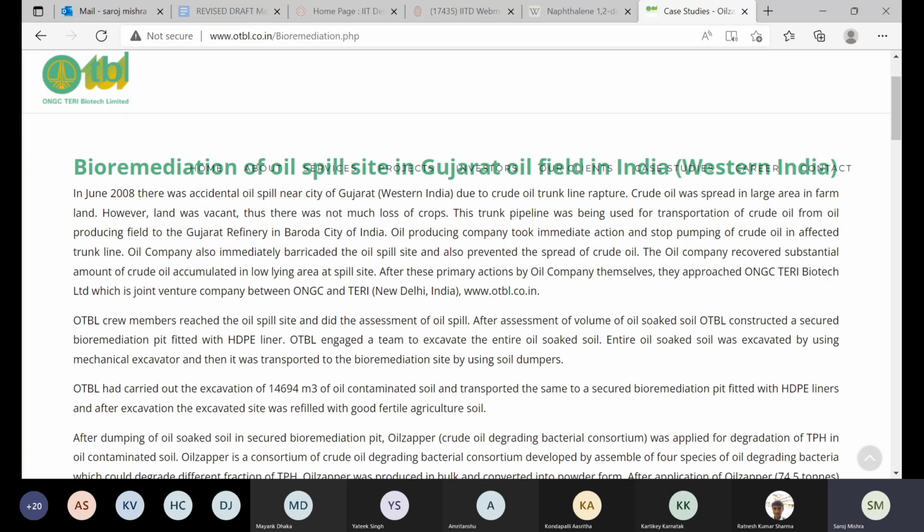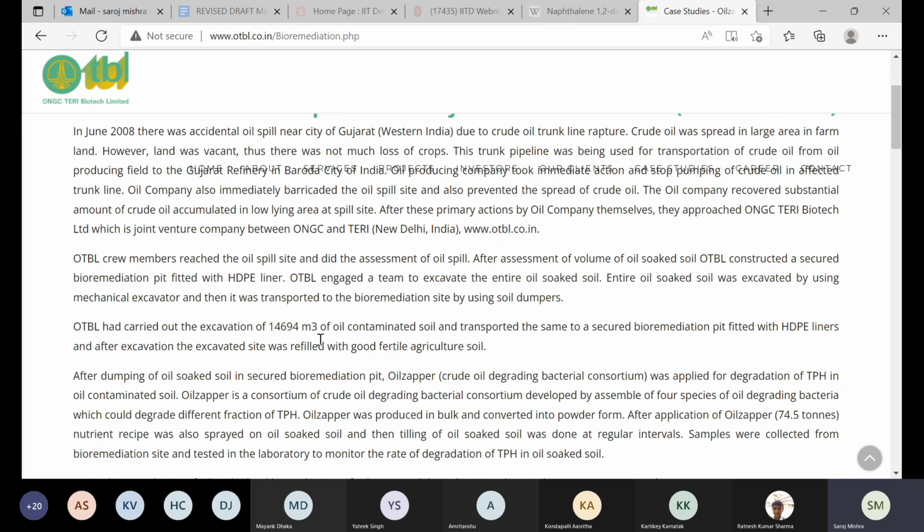The crew members of this company reached the oil spill site and assessed the oil spill. After assessment of the volume of the oil which was soaked, OTBL constructed a secured bioremediation pit, fitted with high density polyethylene liners. They engaged a team to excavate the entire oil soaked soil. That means they identified the area which is contaminated.